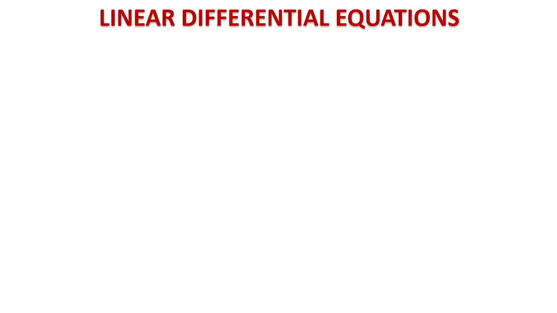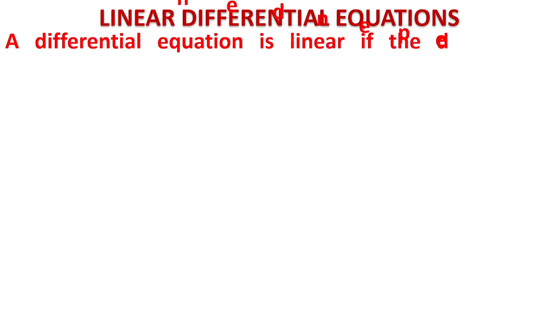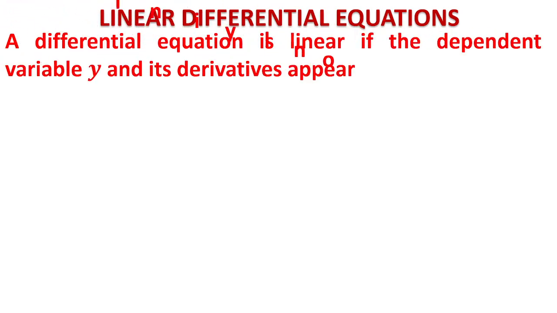Let us see what a linear differential equation is. A differential equation is linear if the dependent variable y and its derivative appear only in the first degree. Y will be there and dy by dx will be there. That's all, simple. Therefore, the dependent variable y will be linear, that is y power 1, and its derivative also appears in the first degree.